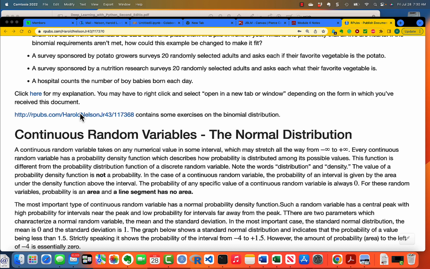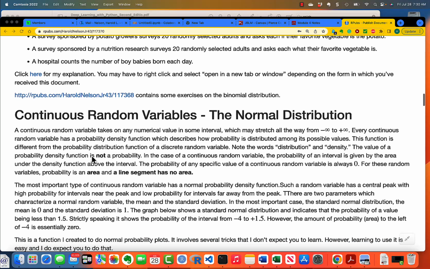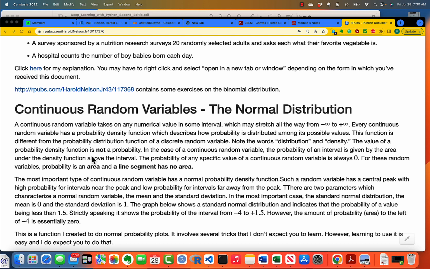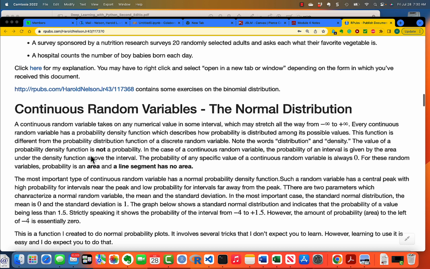Okay, now we come to continuous random variables. And the most famous continuous random variable is the normal distribution. And for a normal distribution, to calculate a probability, you have to be talking about the probability that the number falls within an interval. The probability that the number takes on a specific value, like a point value, like 0.1 or 0.3 or 0.4, is 0, because you have to have an area, and a line segment has no area.